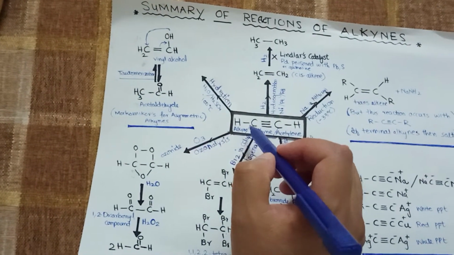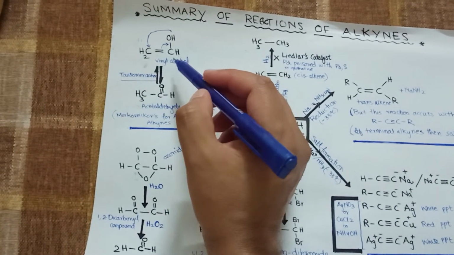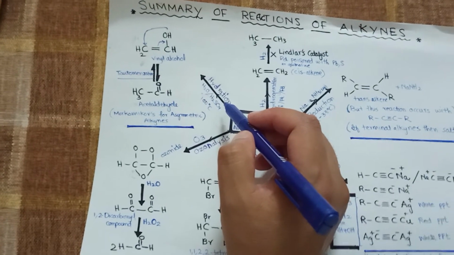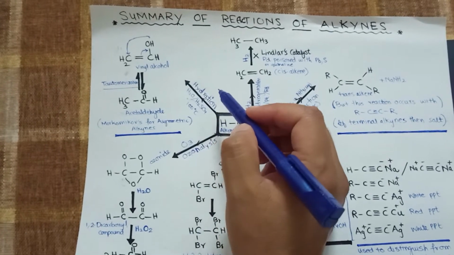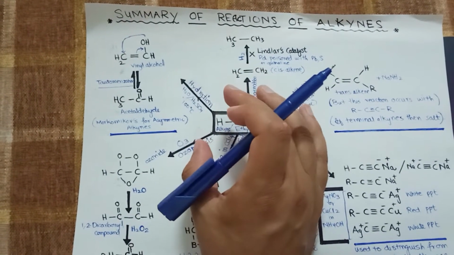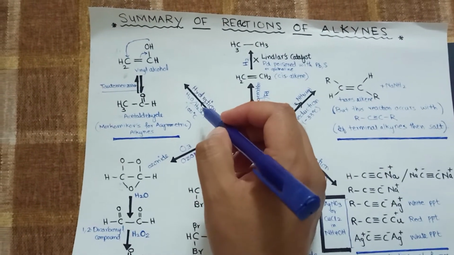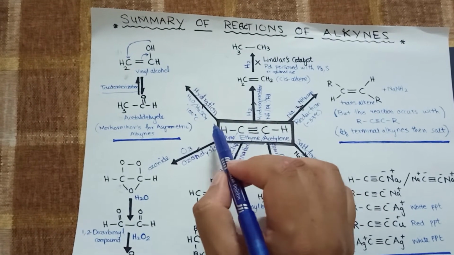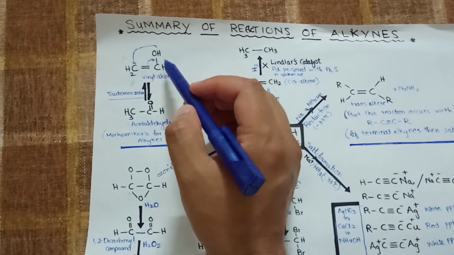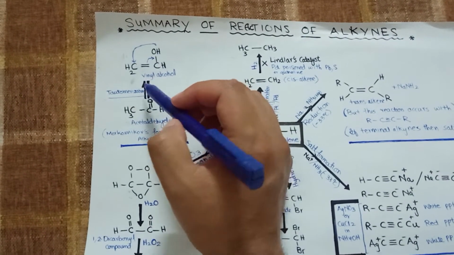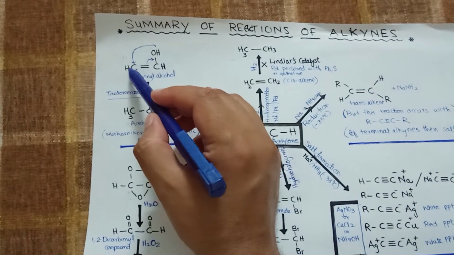Again here, if we have an unsymmetrical alkyne, then the Markovnikov rule will be applied for this reaction. For detail on the Markovnikov rule, you can watch my previous video in which we summarize the reactions of alkenes. There we discussed in detail what the Markovnikov rule is and how it is applied. So here, if we have an unsymmetrical alkyne, then the Markovnikov rule will be applied for the addition of hydroxyl group and where the hydrogen will be added. But in this case, one carbon will get hydroxyl and the other carbon will get hydrogen ion.